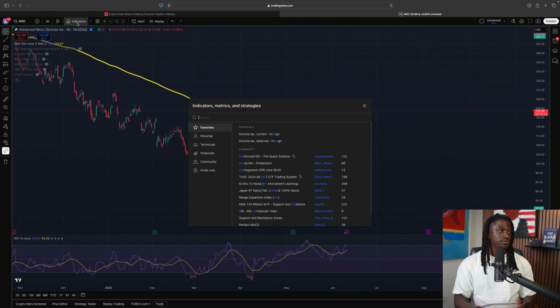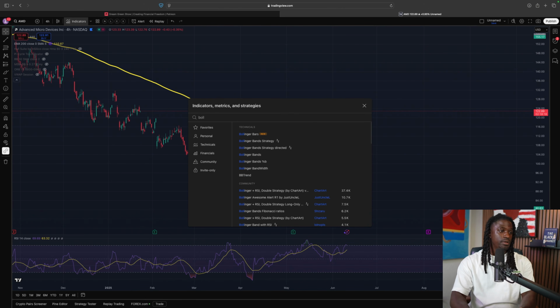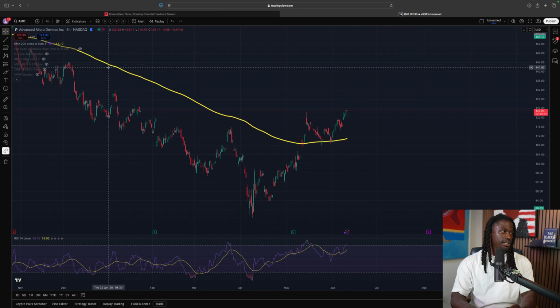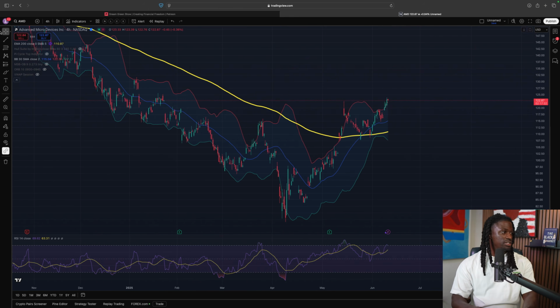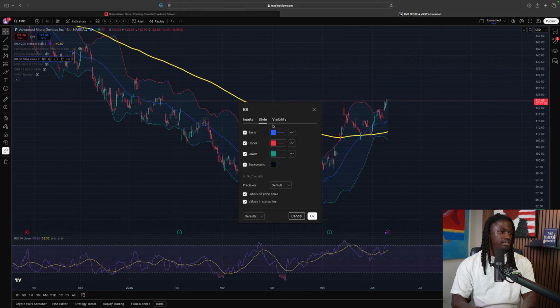So what you want to do is go to the indicators tab and type in BOLL, Bollinger Bands. You can add this one right here. You'll add Bollinger Bands to your chart. Now, once you add the Bollinger Bands to your chart, they should come up looking something like this. But I changed my settings, and let me show you guys what I changed my settings to. Hit the settings button right here.